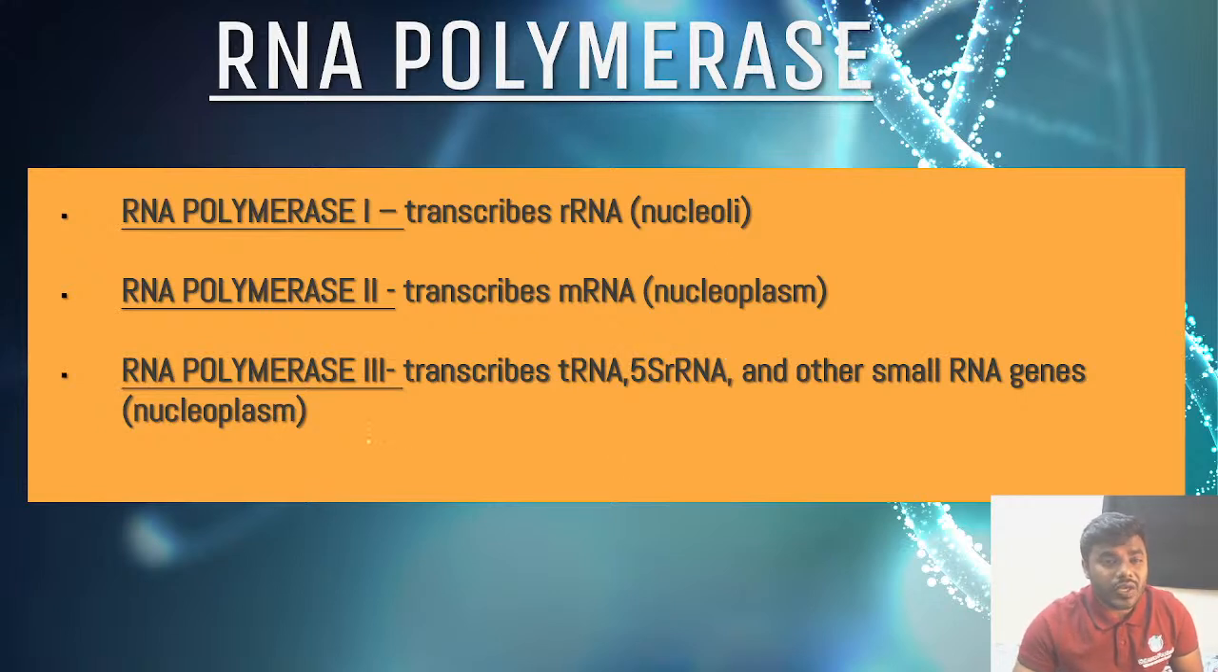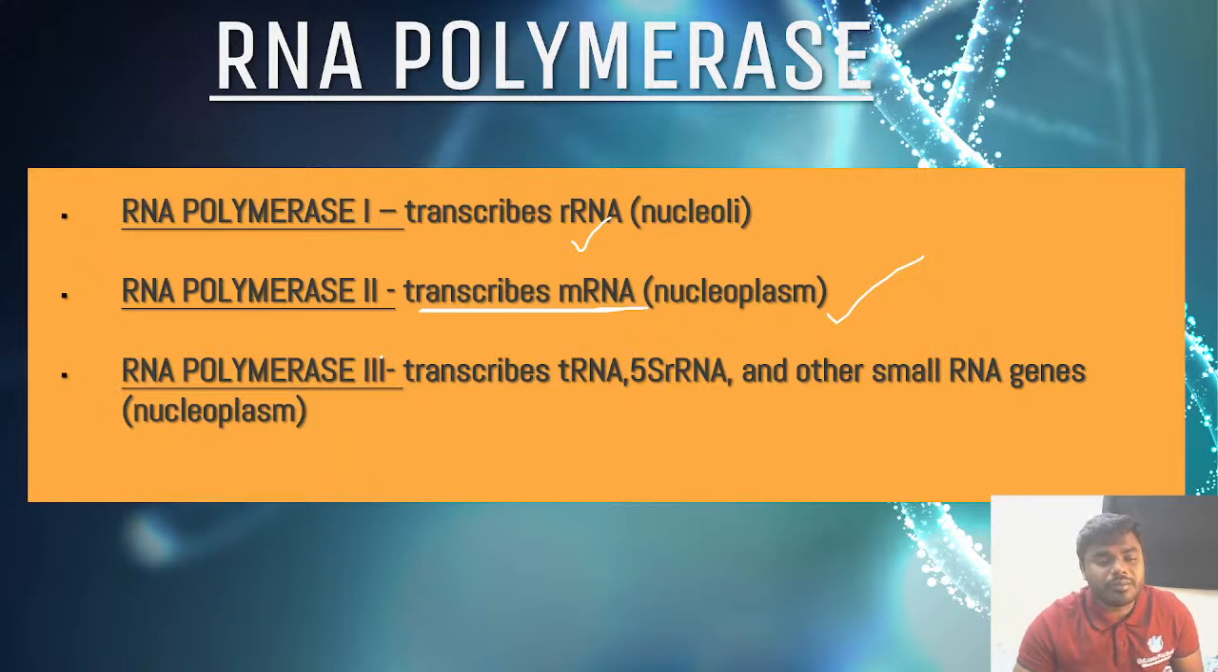Now, in a eukaryotic organism, friends, there are 3 RNA polymerases, and I want you all to remember this. RNA polymerase 1 is the one which transcribes the rRNA in the nucleolus or nucleoli. RNA polymerase 2 is the major enzyme which transcribes the mRNA. And where does this mRNA get synthesized, friends? In the nucleoplasm.